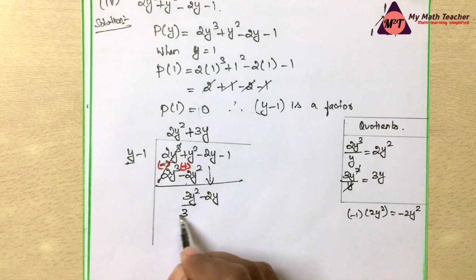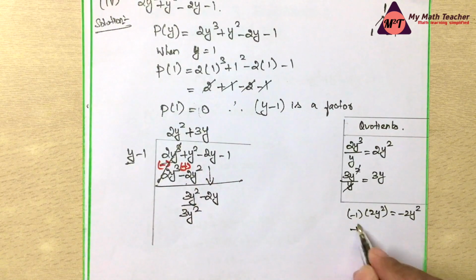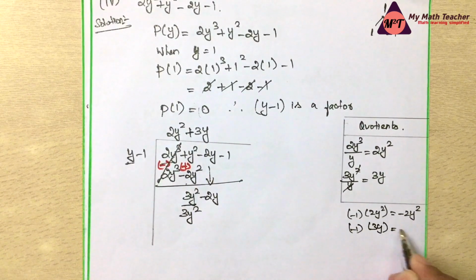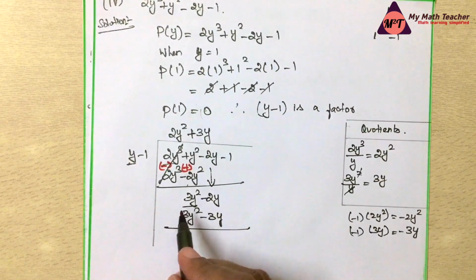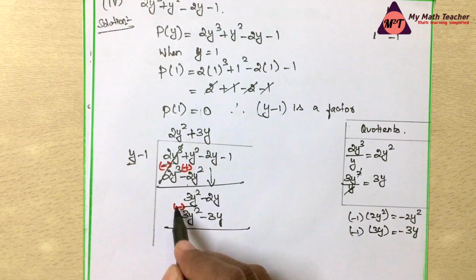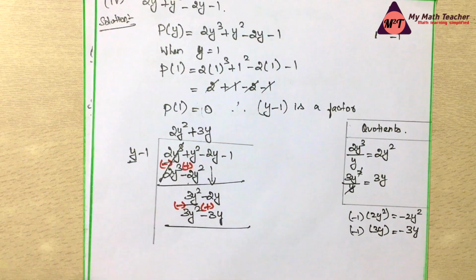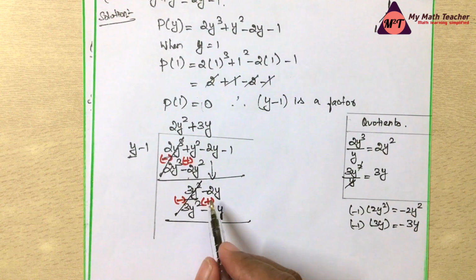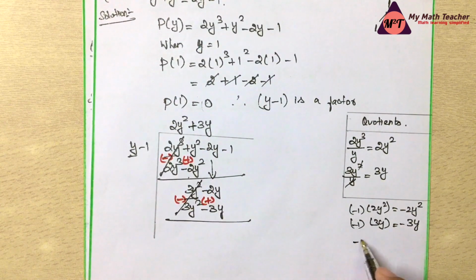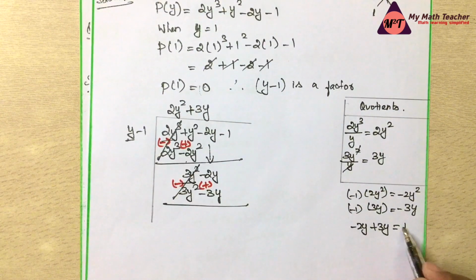Now multiply 3y into y. It is 3y square. The same way, minus 1 into 3y is minus 3y. Now subtract it. Negative because it is positive, and negative becomes positive. When you subtract, 3y square minus 3y square is 0. Minus 2y plus 3y will be plus 1y. Simply we can write plus y.